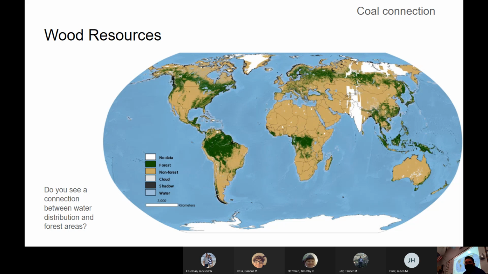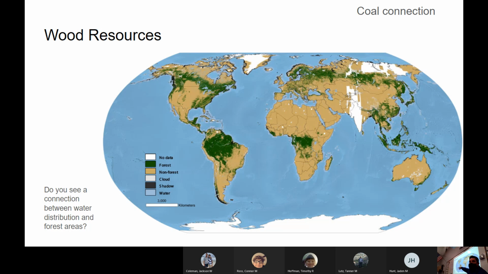Wood, land, timber. Wood is not everywhere in the world. Forests are not everywhere in the world. And on top of that, we're cutting down a lot of the wood around the world. We're making it even smaller. Wood is actually quite scarce. It's not super common.